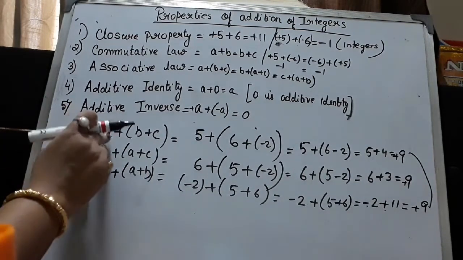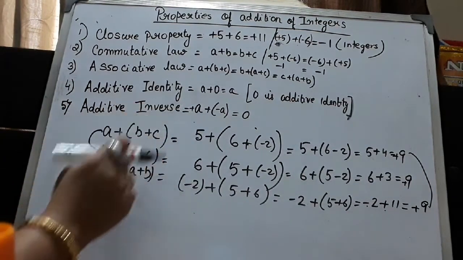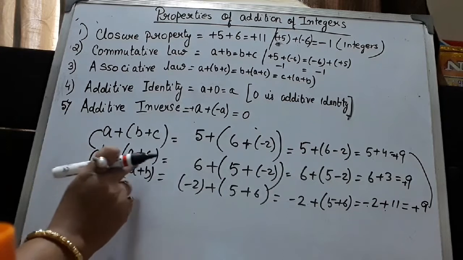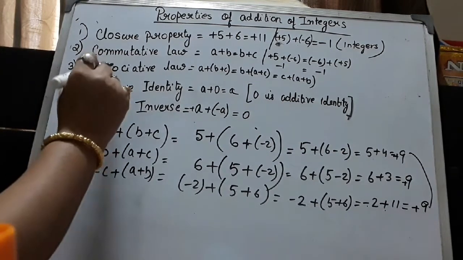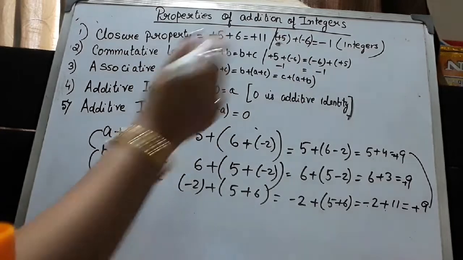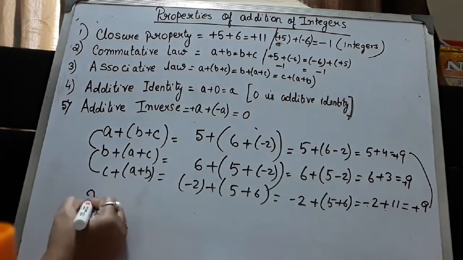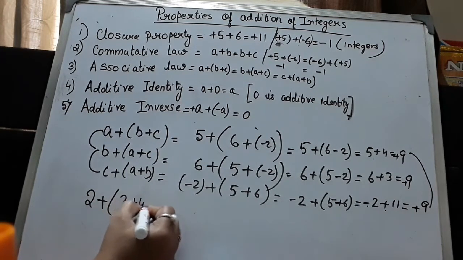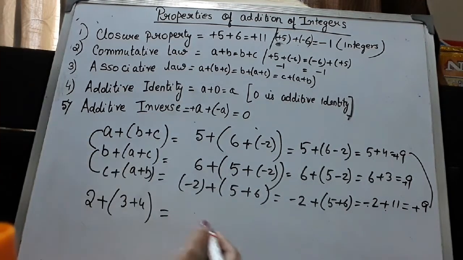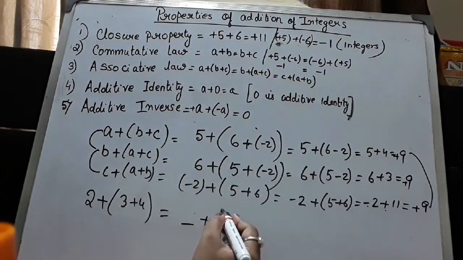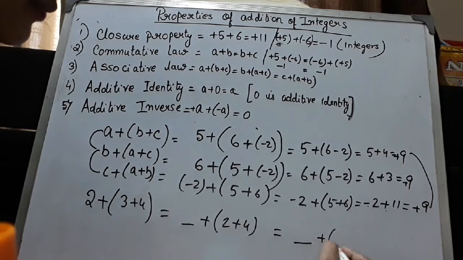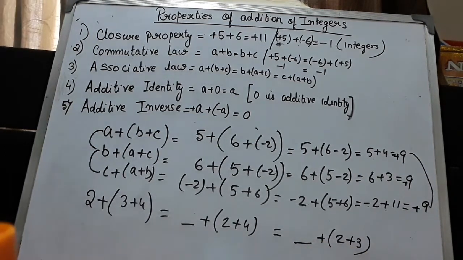That means a plus b plus c inside bracket, b plus c, is same as b plus a plus c, is same as c plus a plus b. This is called associative law of addition, and questions will come in this way. Suppose a question like this is given, and you will get a blank space here. Or it can come like this.